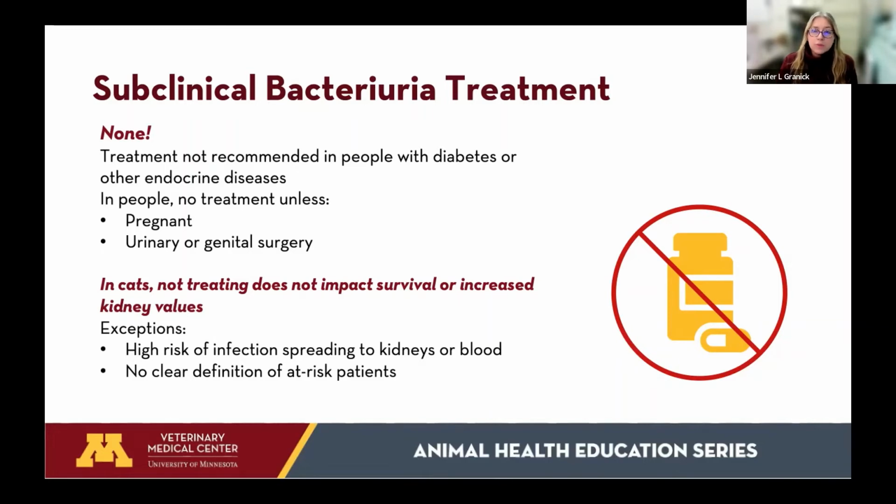Unless that human is pregnant or going to undergo surgery of the urinary or genital system. So this is something that we have adopted in veterinary medicine as far as recommendations, and so we don't treat these. But there are some areas that we're a little bit unsure about, and that's if there are certain cats that are more at risk for spread of that bacteria to other sites like the kidney or into the bloodstream. So if we think there's a really high risk, then we would probably treat the bacteria. The problem is that we don't necessarily know what high risk really is.